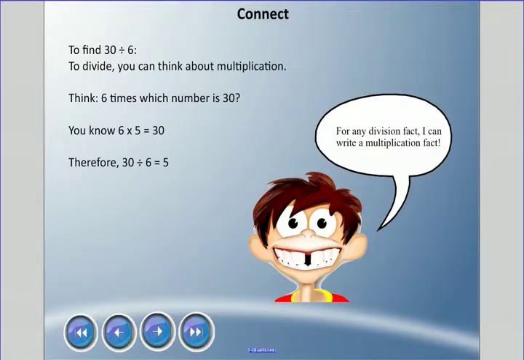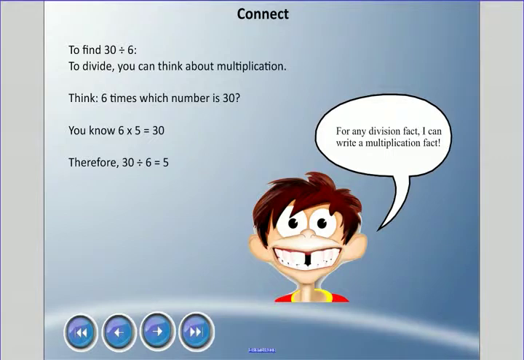Well, to find 30 divided by 6, you can think about multiplication as well. So you could think 6 times which number is 30. And you know 6 times 5 is 30, so therefore 30 divided by 6 equals 5. And so for any division fact, you should be able to write multiplication facts.